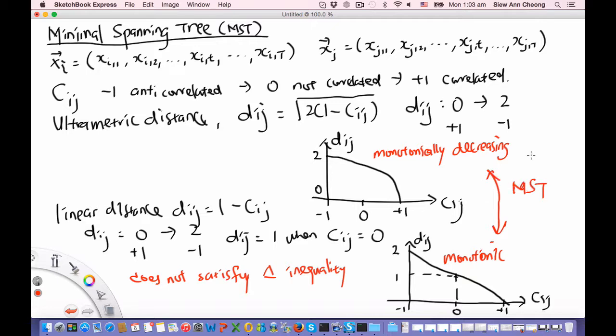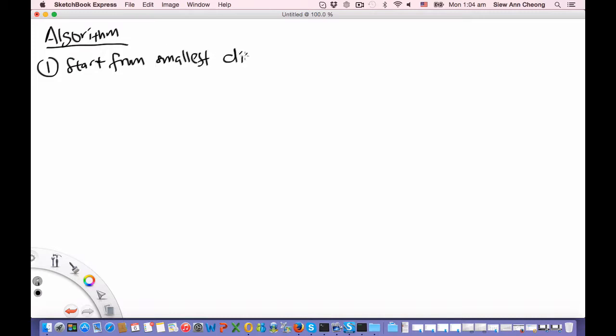But what is the algorithm that we would use to construct the MST? So let me give it here. The algorithm that we would use to construct the MST would be such. First, we start from the smallest distance dij, and we draw a link between i and j.